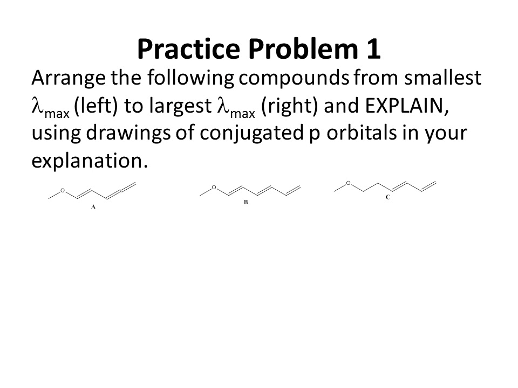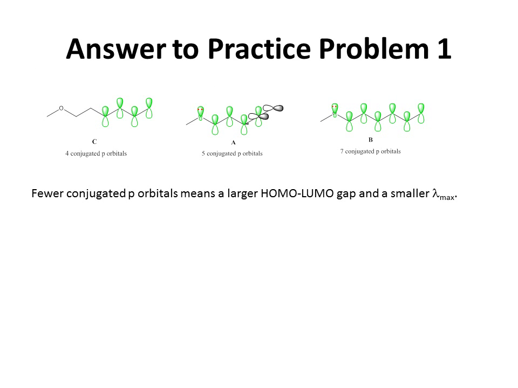Practice problem 1. Arrange the following compounds from smallest lambda max on the left to largest lambda max on the right and explain, using drawings of conjugated p orbitals in your explanation. You will want to pause the video now so that you can work on this practice problem. Answer to practice problem 1.